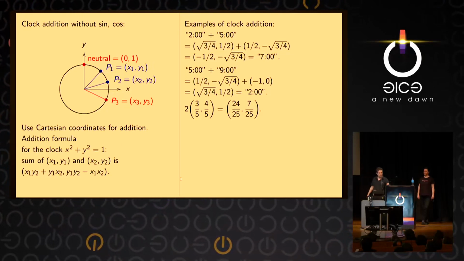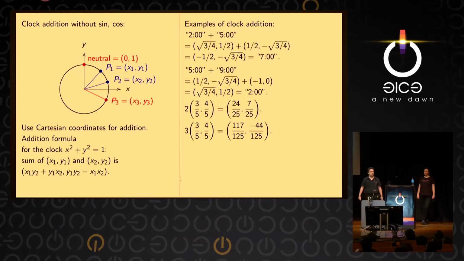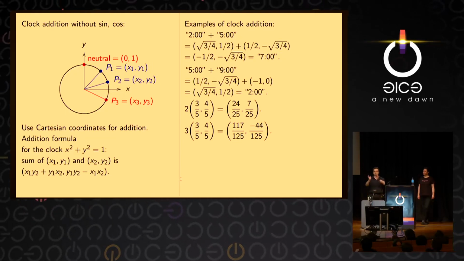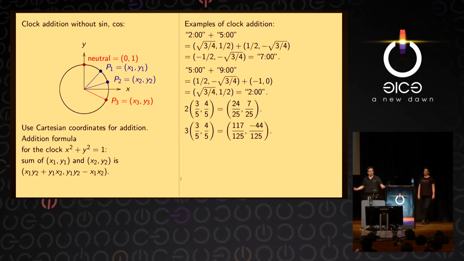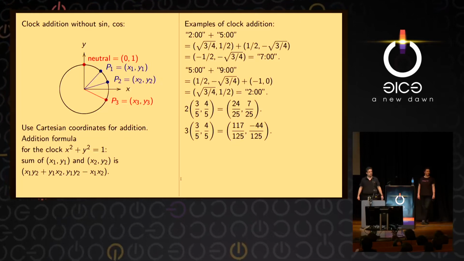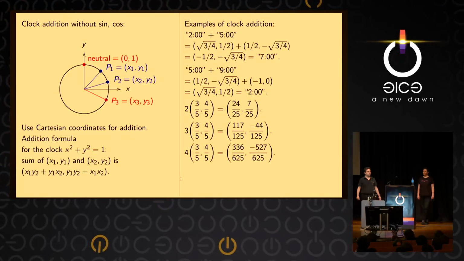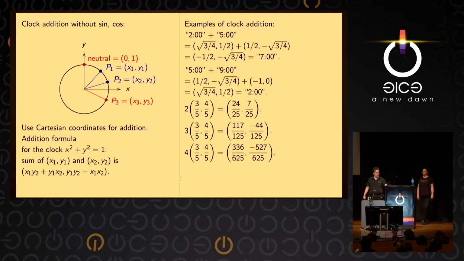And you can keep adding more and more copies of this point to itself, 3 times 3/5, 4/5. So that's the point plus itself again, and just plug it into the formulas, and you get something with more digits. And as you keep adding more and more copies, you get more and more digits in the denominators, the 625, and it keeps getting bigger.